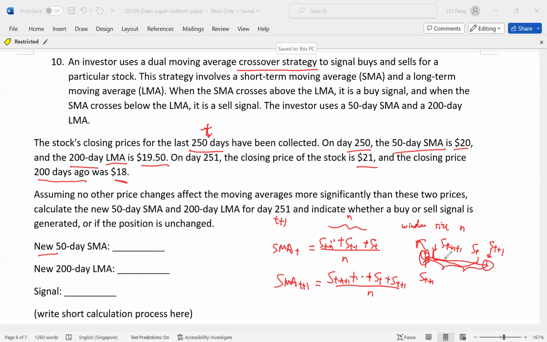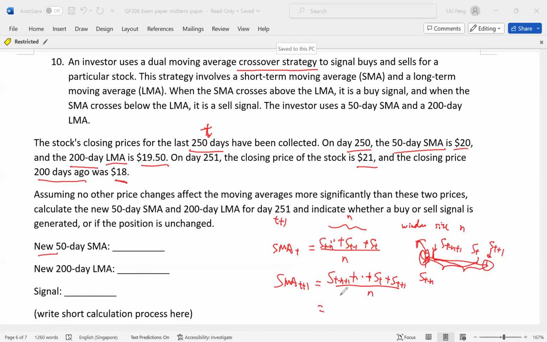Looking at things from this perspective is good because to calculate the SMA, we no longer need to maintain the history of this full window. Imagine every day I need to know the past 250 days of data, which is a bit painful. But with this, you're going to see that it's actually quite convenient.